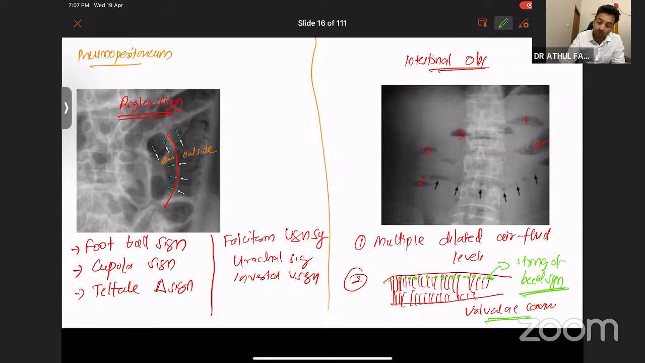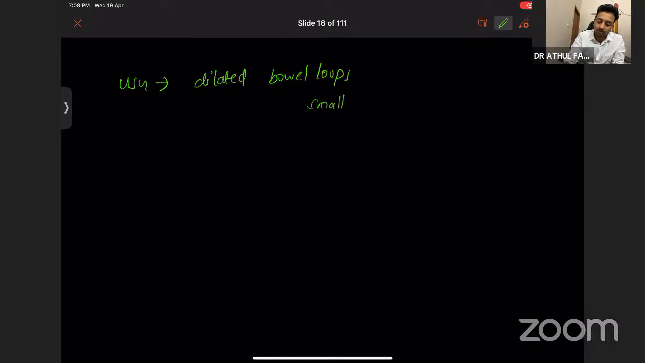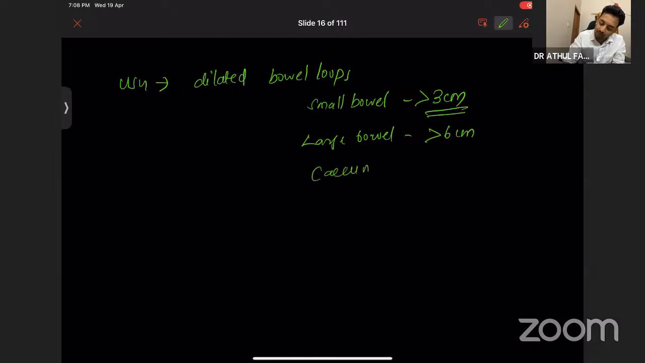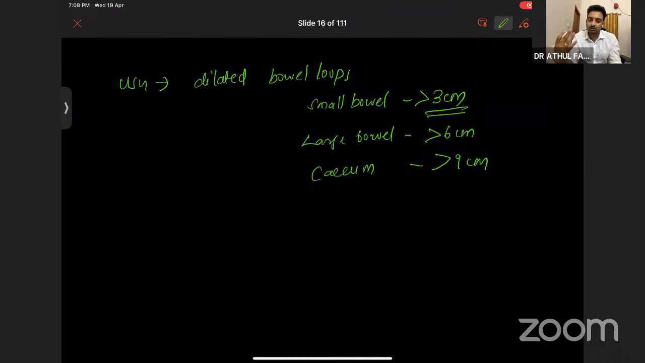When you suspect intestinal obstruction on X-ray, you can go for an ultrasound. Ultrasound will show dilated bowel loops. To call a loop dilated, a small bowel loop should be more than 3 cm. For large bowel loops, this is the rule of 3, 6, and 9: more than 6 cm, and the cecum should be more than 9 cm. So this is the cutoff. Only if the cecum is more than 9 cm can I call it dilated, because the cecum is very distensible.